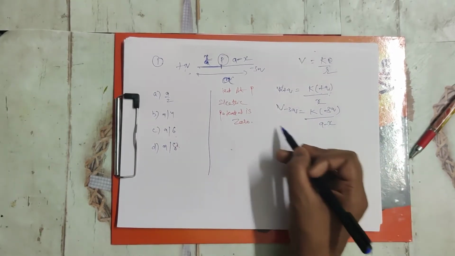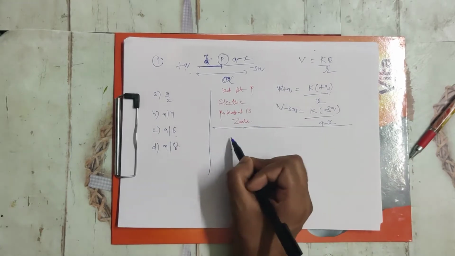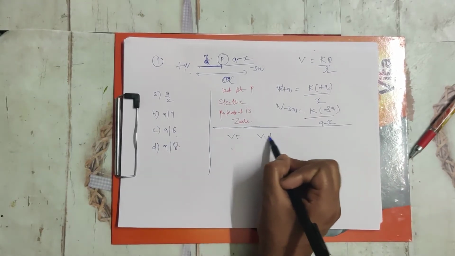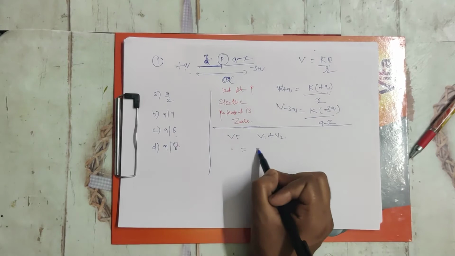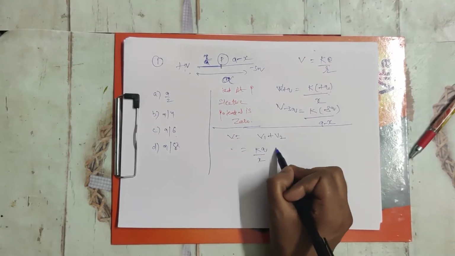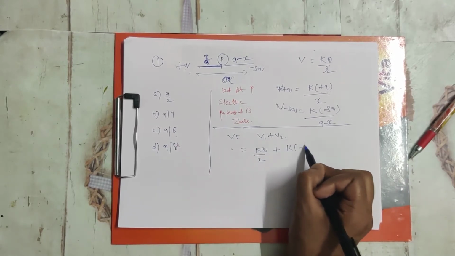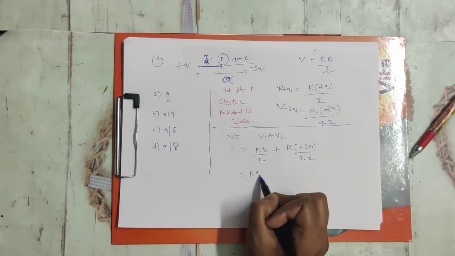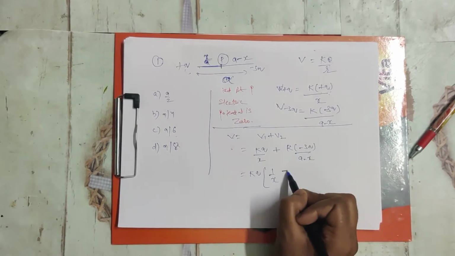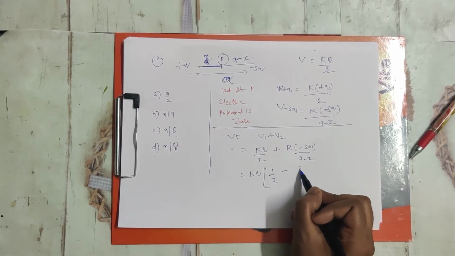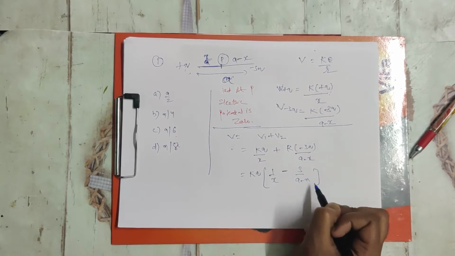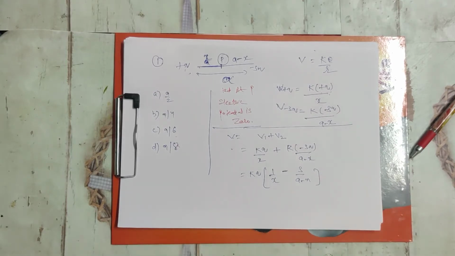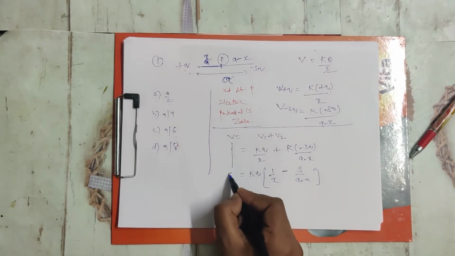We all know that electric potential is additive in nature, so V is equals to V1 plus V2, that is k into q divided by x plus k into minus 3q divided by a minus x. It would be kq into 1 by x minus 3 over a minus x. And I have told you in the numerical to find the point where the electric potential would be 0, so this thing would be 0.